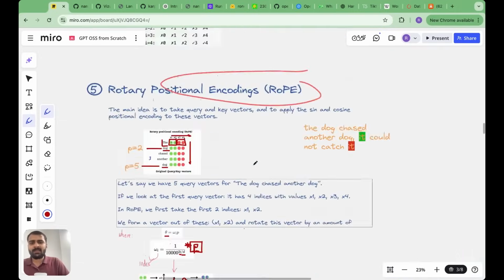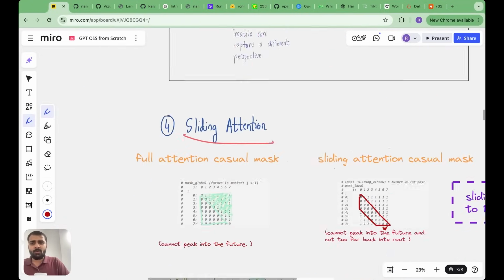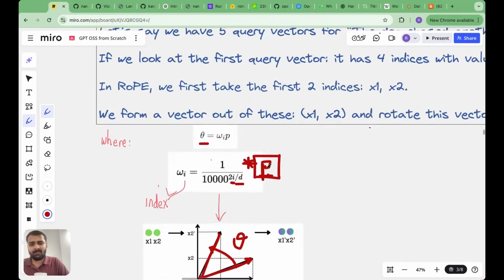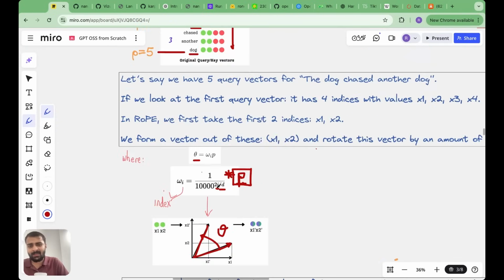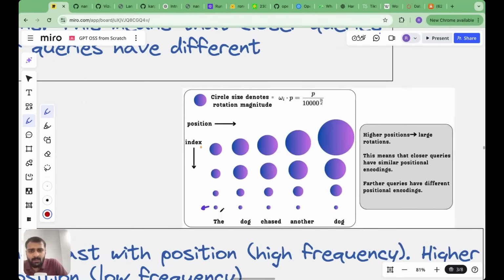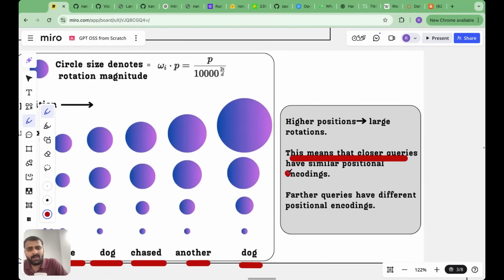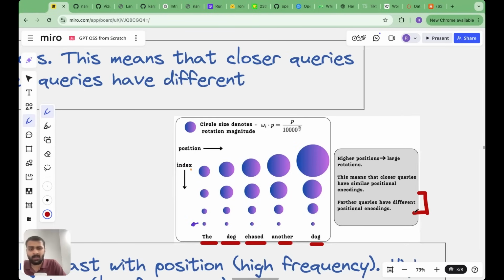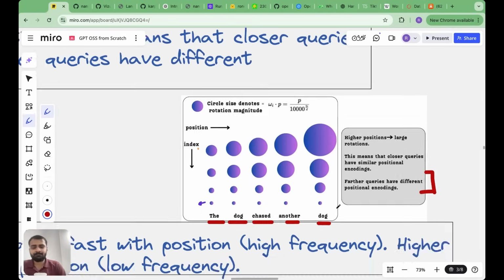We are not changing the magnitude of the underlying vector. Now, some key things to note based on this formula: the rotation formula depends directly on the position and inversely on the index, right? So here is just a simple schematic. Here, the dog chased another dog, right? As you go from left to right, the position increases. What I'm trying to illustrate here is that the higher the position, the larger the rotation, because it directly depends on p. This means that closer queries have similar positional embeddings, as they should, and further queries have different positional encodings. This is a good intuitive piece of knowledge to encode.